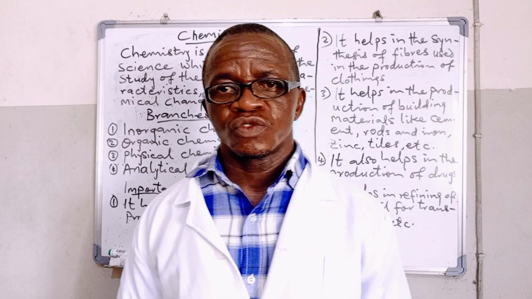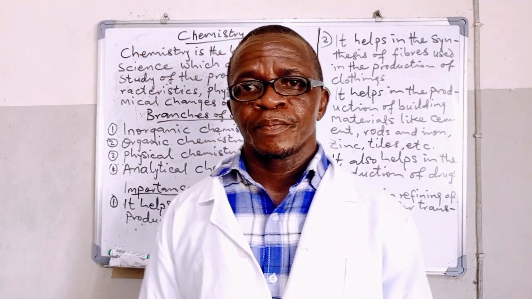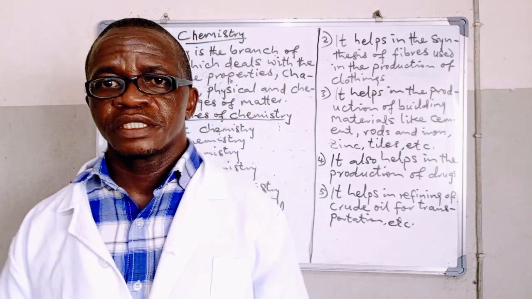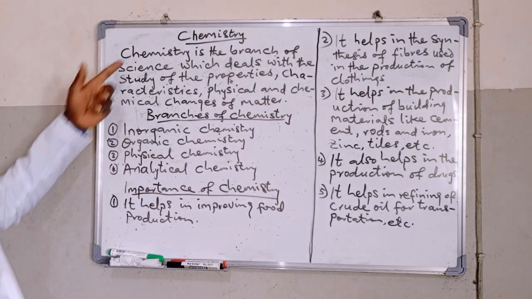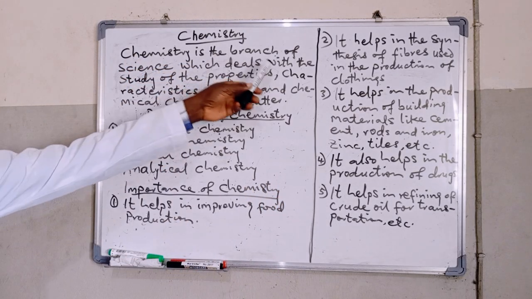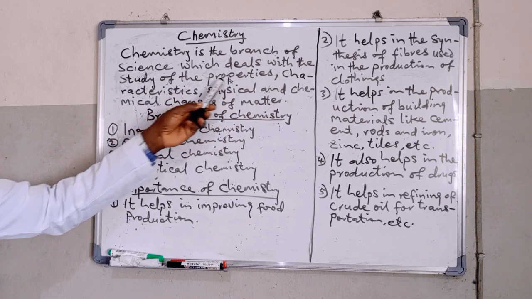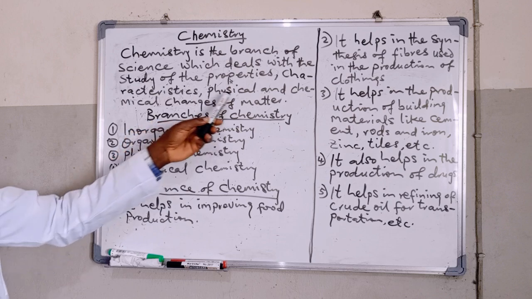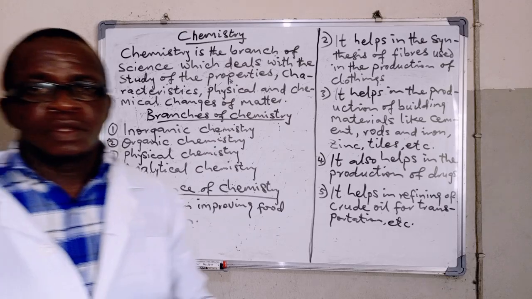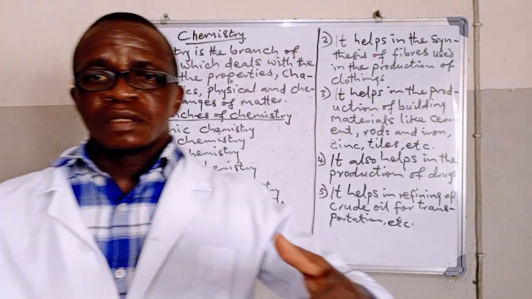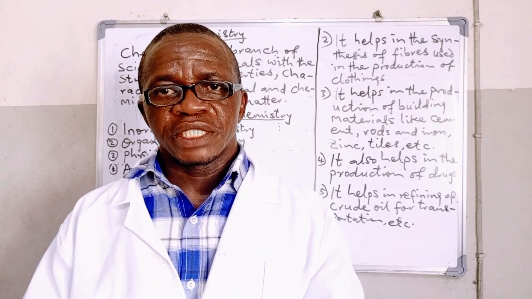Now, what is chemistry? Chemistry is a subject, a branch of science that deals with matter, properties, and uses of matter. Like what I have here, chemistry is the branch of science which deals with the study of the properties, characteristics, physical and chemical changes of matter. The property, physical property, chemical property, uses of matter.